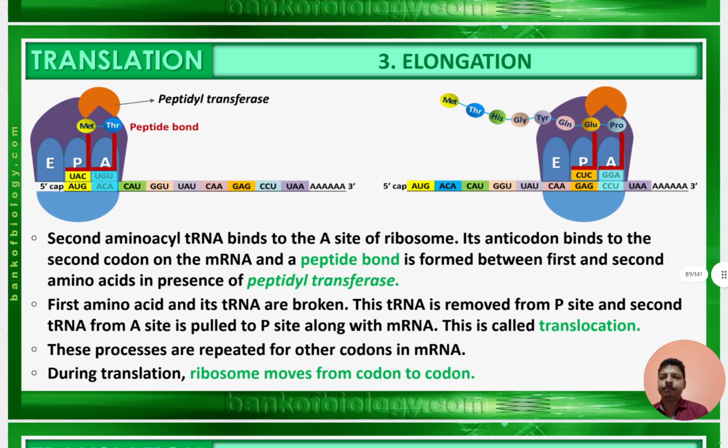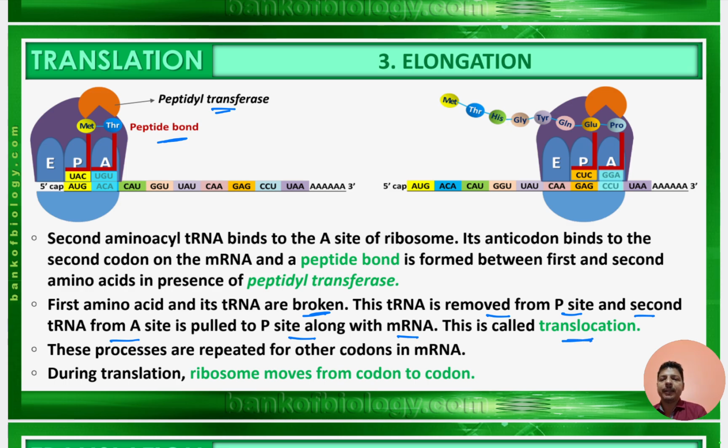Then elongation. The second aminoacyl tRNA binds to the A site of the ribosome. Its anticodon binds to the second codon on the mRNA, and a peptide bond is formed between the first and second amino acids in the presence of peptidyl transferase. Here you can see peptidyl transferase; the peptide bond is formed, and the first amino acid and its tRNA are broken. This tRNA is removed from the P site, and the second tRNA from the A site is pulled to the P site along with the mRNA. This is called translocation.